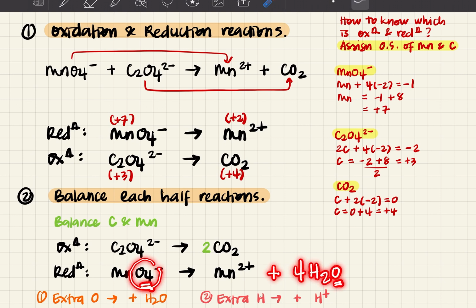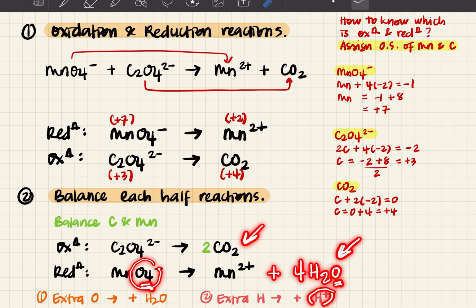After that, you must add H+ for your extra hydrogen atoms. Kalau awak tengok kat atas ni, ada tak hydrogen? Tak ada. So bawah ni, ada tak hydrogen?